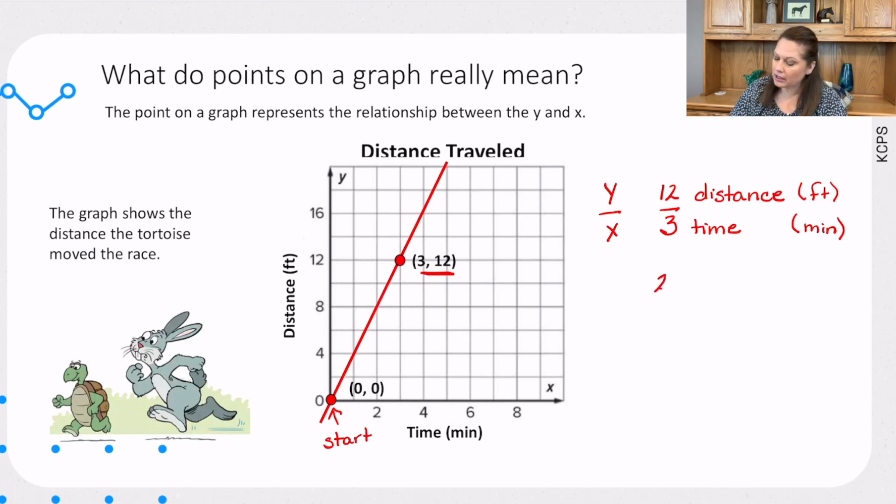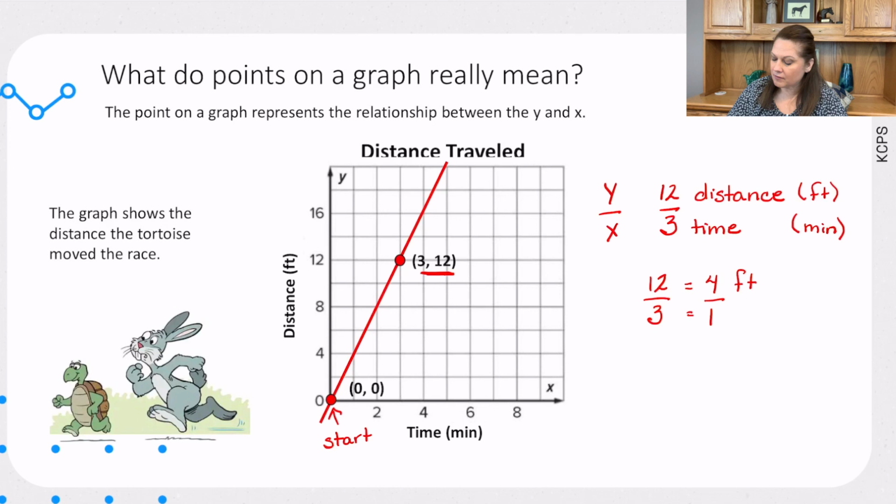So if we look, we know that the factors of 12 are 1, 12, 2, 6, 3, and 4, and 3 only has the factors of 1 and 3, so the common factor that I can simplify by is 3. So this will actually give me 4. This will give me 1. When my denominator is 1, that's going to be my unit rate.